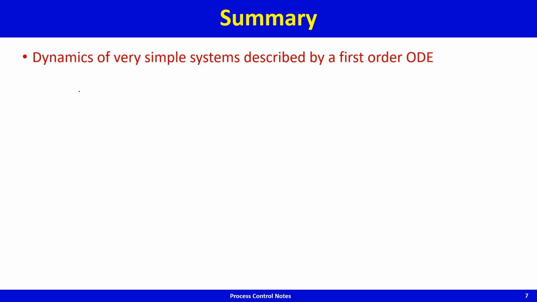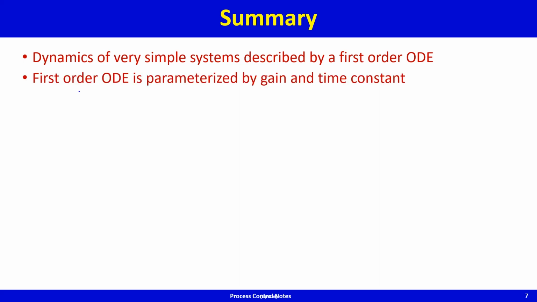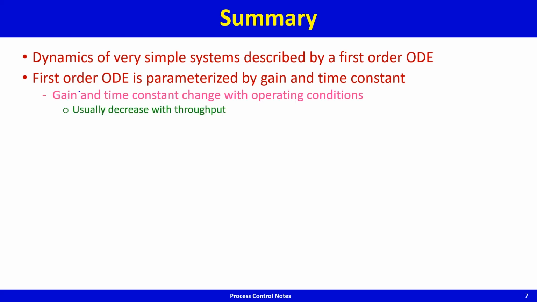So in summary, dynamics of some very simple systems are described by a first order ODE. The first order ordinary differential equation is parameterized by its gain and time constant. These parameters generally depend on operating conditions, usually decrease with throughput, flow through the system. Throughput is the flow through the system.